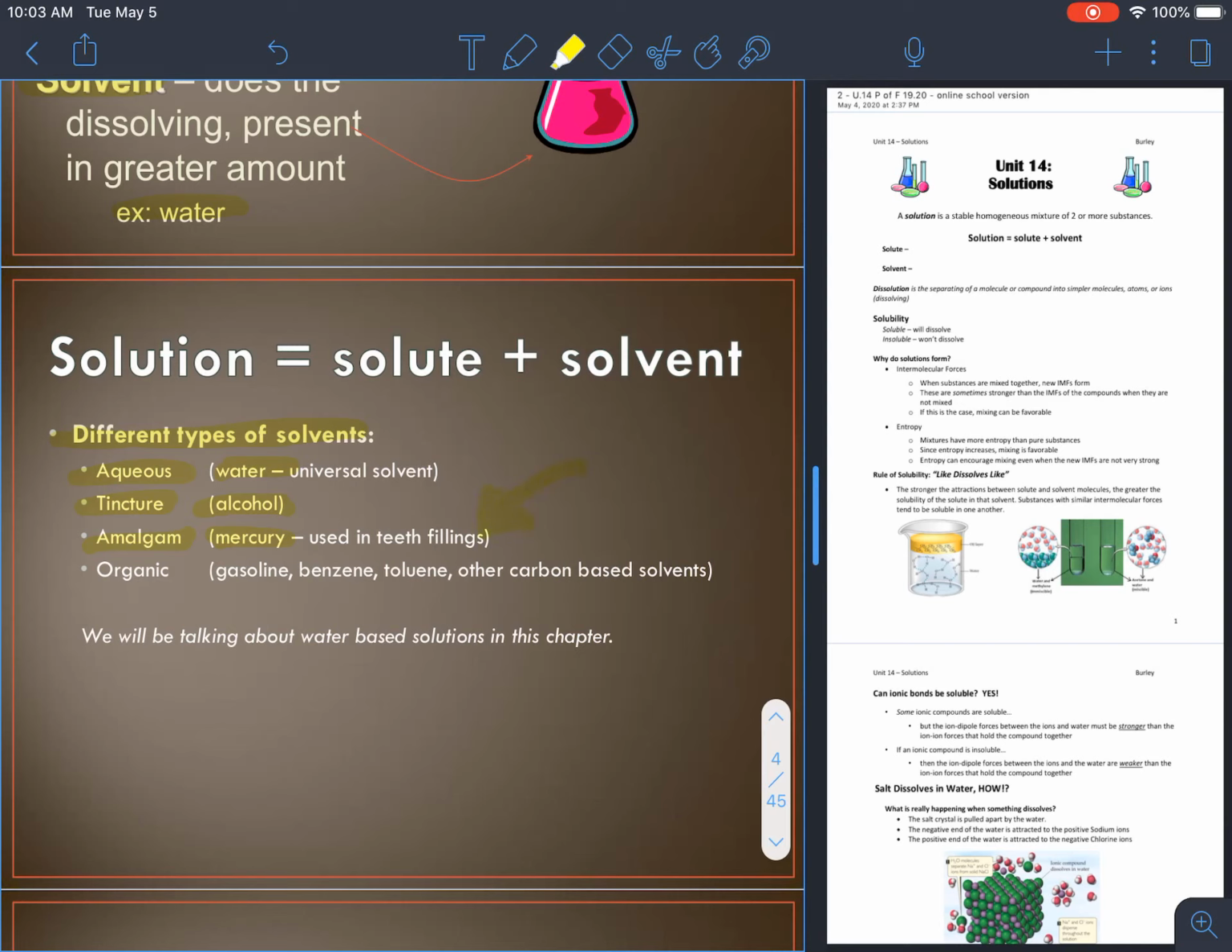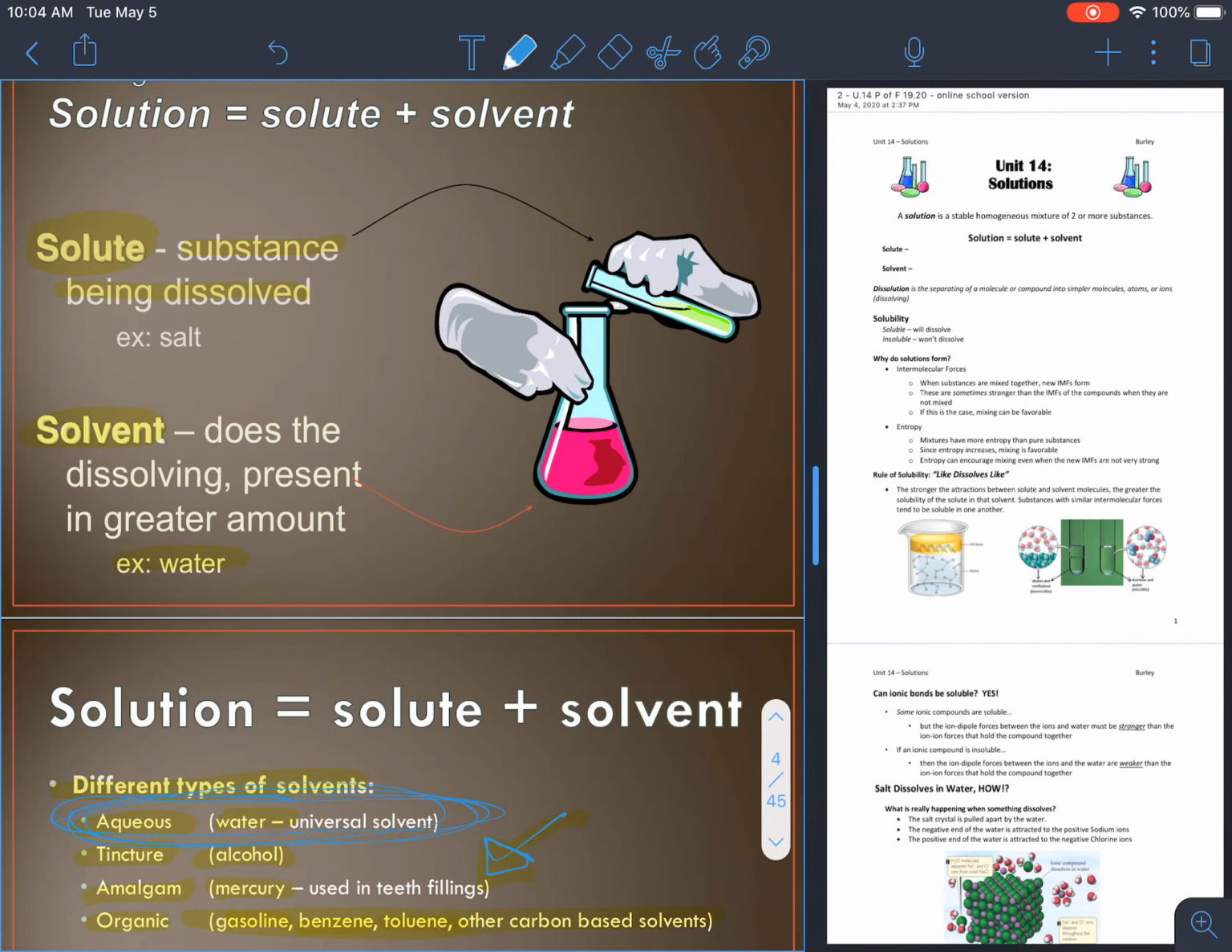Now, this used to be used in teeth fillings. I'm not sure that this is the case anymore. If you got a cavity, they would use mercury as a solvent, and then they would fill your cavity. And then we can also have organic solvents, and this would be like any gasoline or petroleum. So we have gasoline, benzene, toluene, and any other carbon-based solvents. Now in this unit, we're really just going to be talking about aqueous solutions. So don't worry too much about the others.